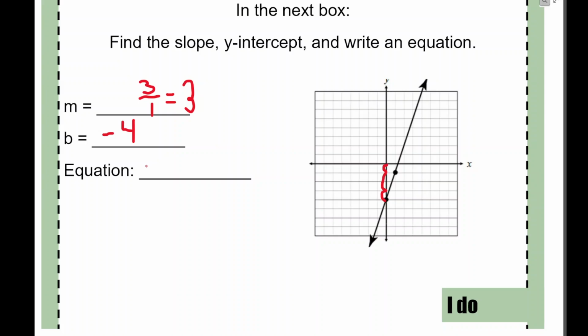So now that we have this information, our equation is y equals our slope, our m, is 3, x, and our y-intercept is -4. So -4. And that's how you do it.